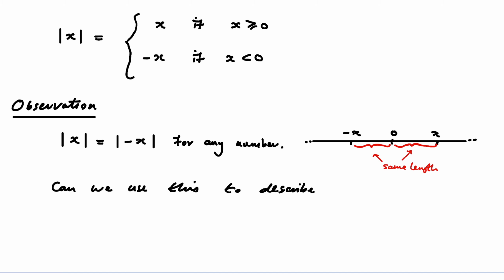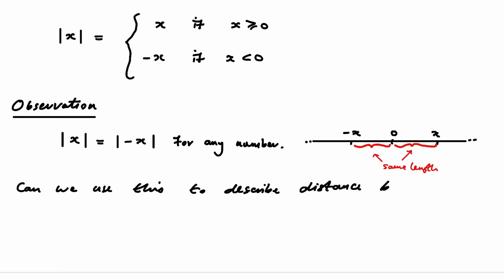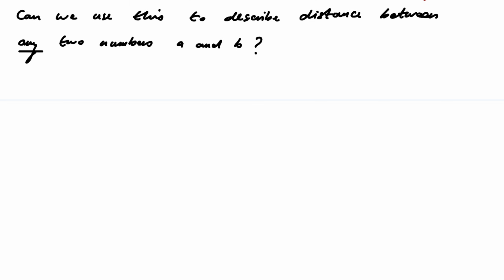So the question is, can we use this to describe the distance between any two numbers, not just 0 and your number. Numbers, let's say A and B. So I think we should do this by example. It's a good plan. So example.